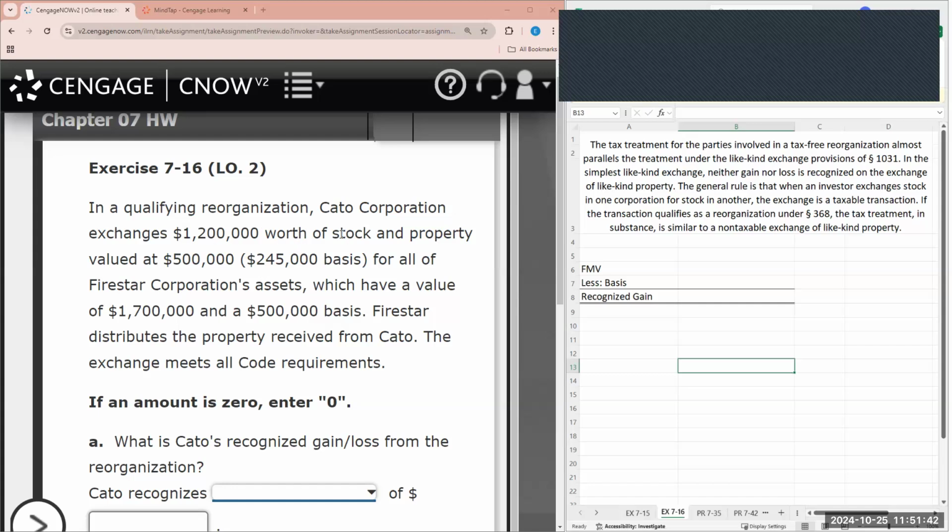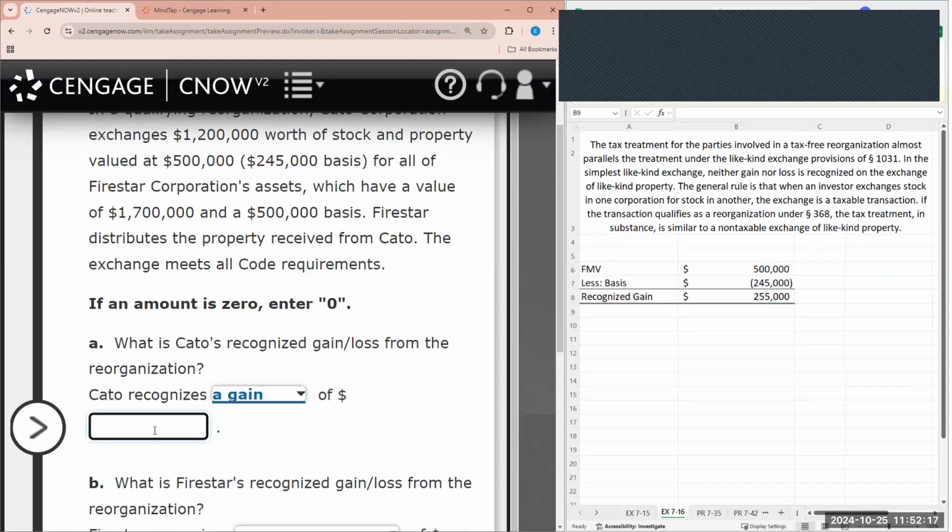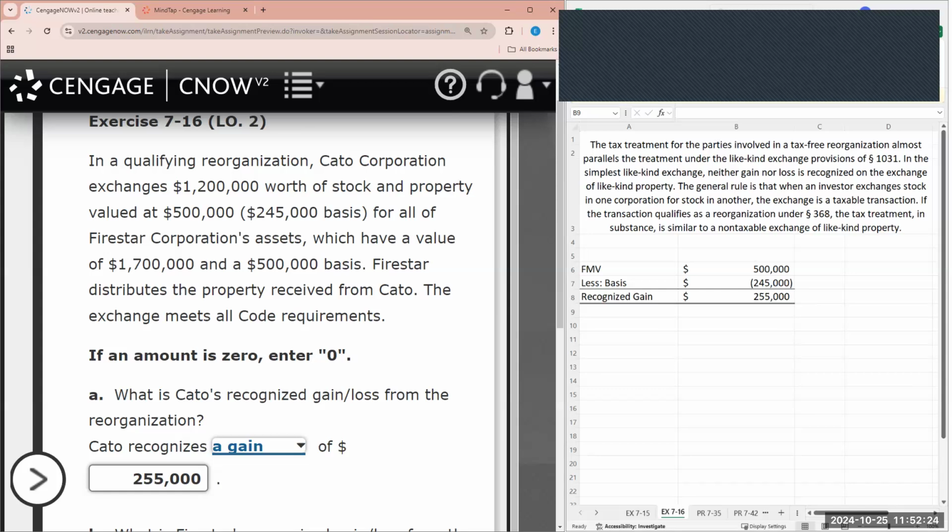So we see that it wasn't just stock, it was also property. So since boot, property, is being used in the transfer, Cato is going to need to recognize a gain on the reorganization. So what is the fair market value of the property? The fair market value of the property is $500,000. The basis in the property, which is given, is $245,000. In such a case, there is going to be a recognized gain as follows: the fair market value less the basis. Therefore, Cato is going to need to recognize a gain of $255,000.